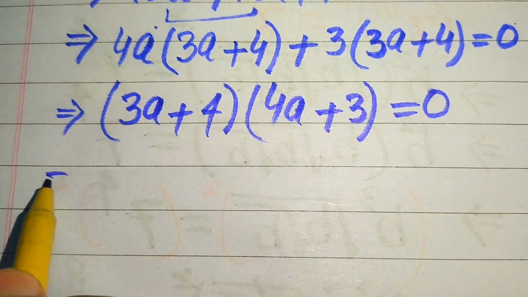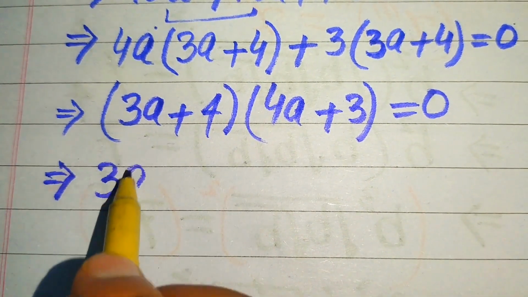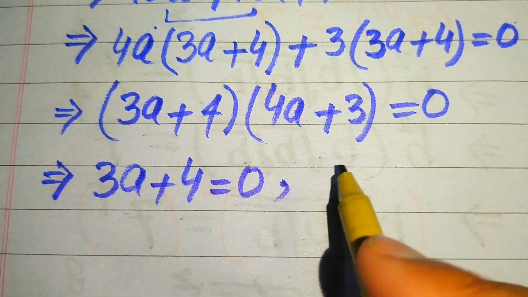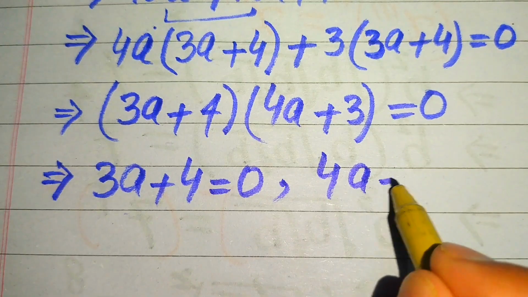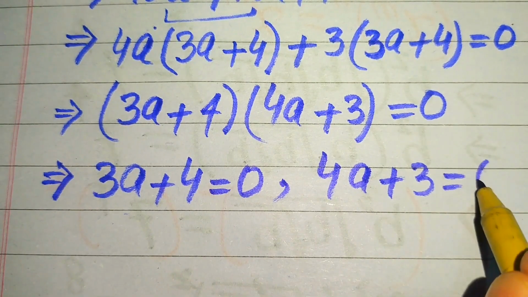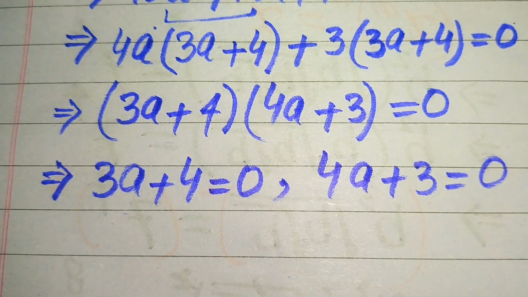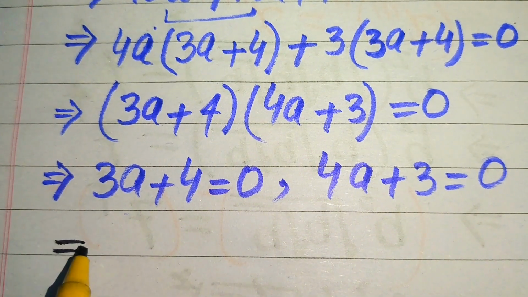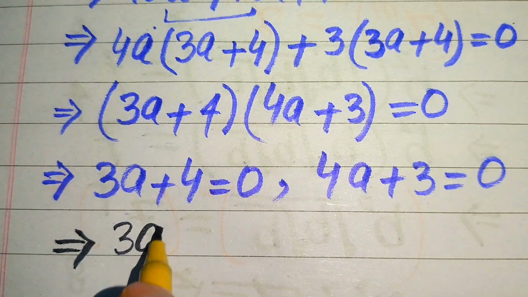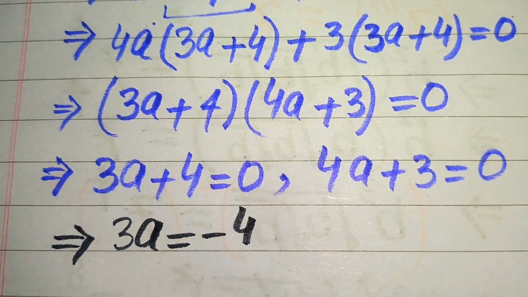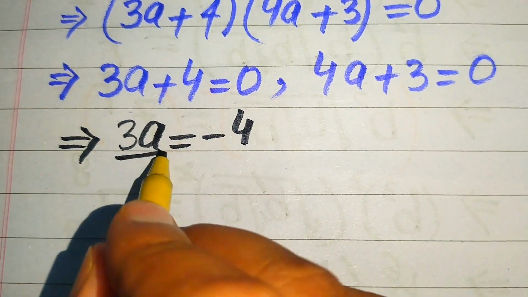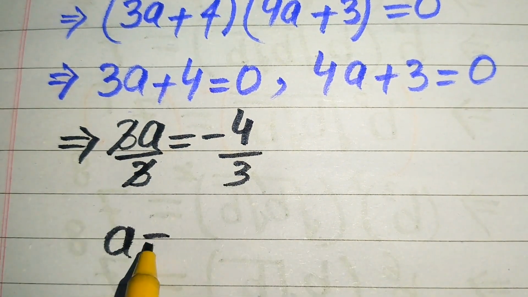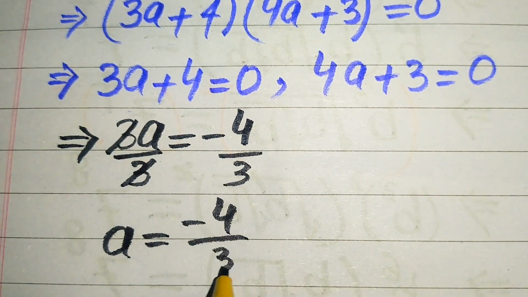And now we divide this equation into two cases. The first case is we write 3a plus 4 equals to 0, and the second case is we write 4a plus 3 is equal to 0. So from the first case we move plus 4 to the right hand side, and we get 3a is equal to minus 4, and for the value of a we divide both sides by 3, so this 3 and 3 are gone, and we get a is equal to minus 4 over 3.